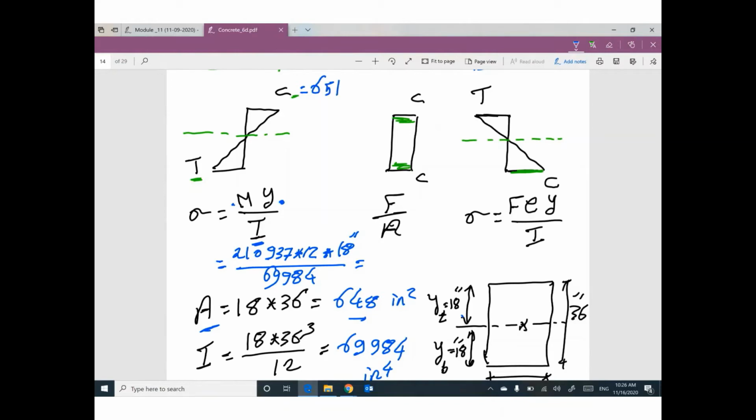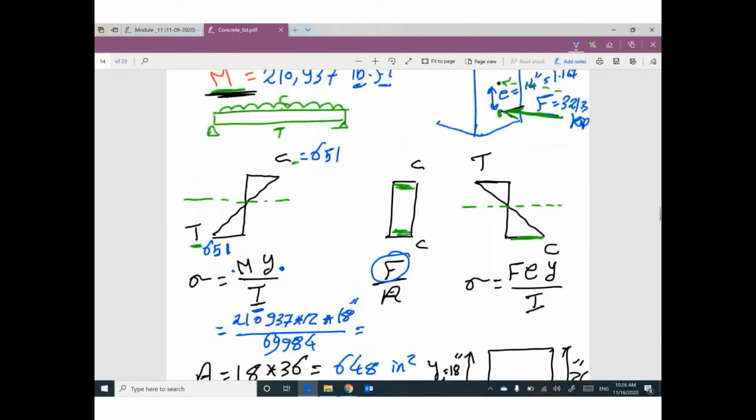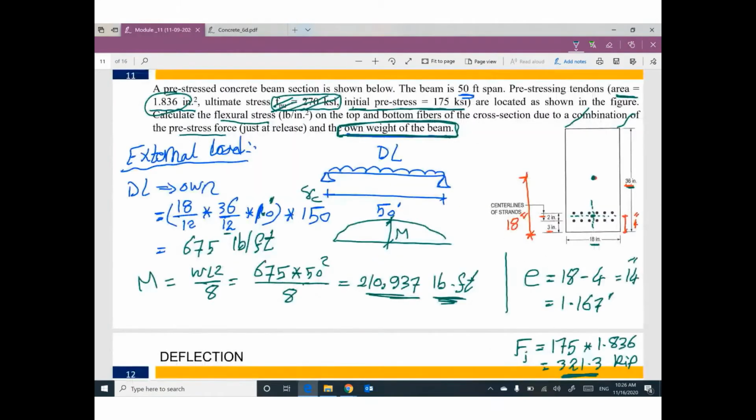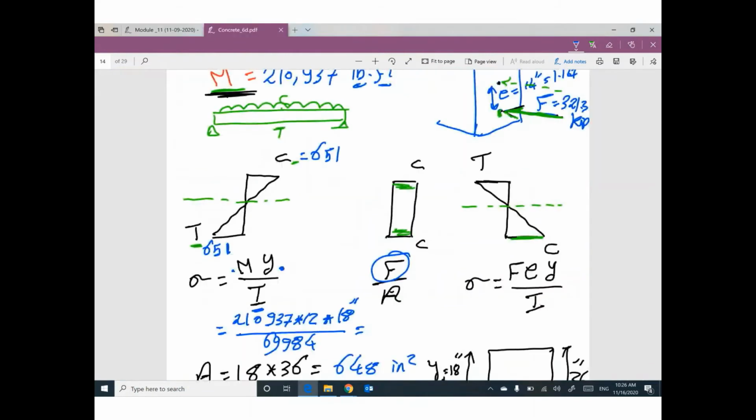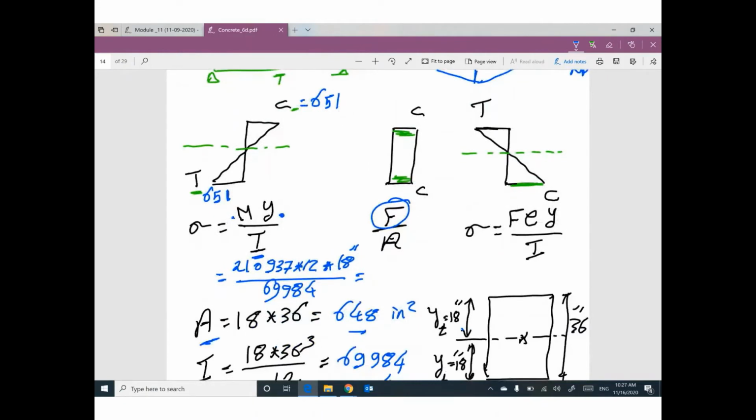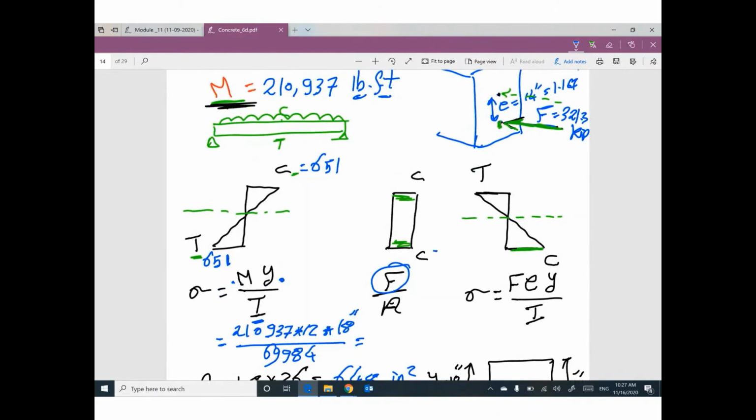$651. How much is this force? This force equals 321.3 kips, so I will multiply it by 1,000, divided by area 648. This stress equals 495.